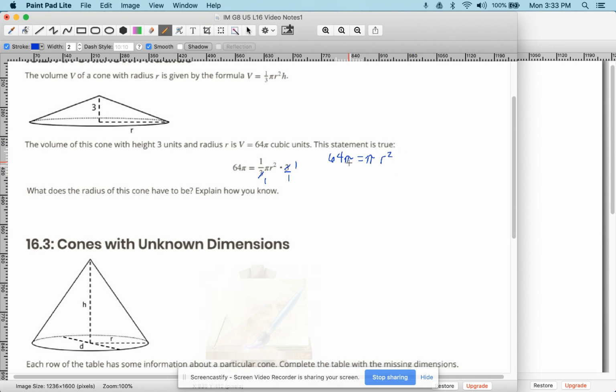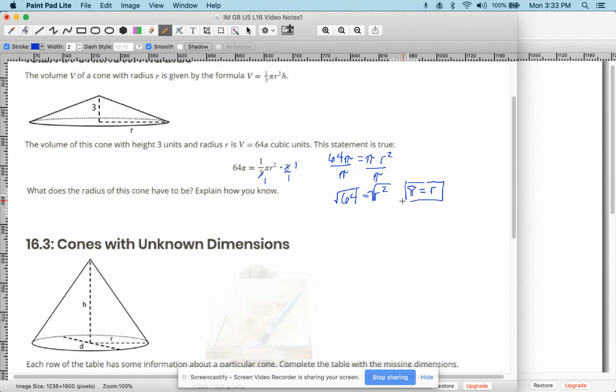So now we have 64 pi equals pi r squared, and I want to get rid of everything but the radius. So what's with this radius over here? A pi symbol, so I'm going to divide by pi. Now I have 64 equals our radius squared. And because I have radius squared, I need to take the square root of each side, and I get 8 equals my radius. And that's one example.